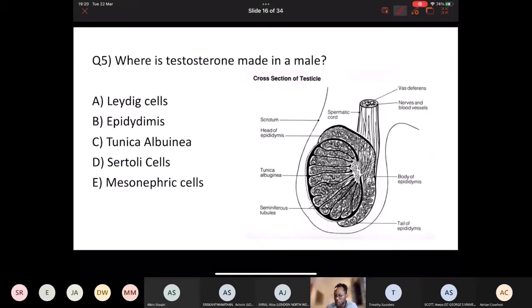Okay, cool. So majority of people chose A, 1 or 2 people chose D, and the correct answer is A, Leydig cells. Now, Leydig cells and Sertoli cells sort of work together, but Sertoli cells provide more metabolic support, nutritional support, while the Leydig cells produce testosterone, okay? So Leydig cells make testosterone. So remember, you have the LH mainly with Leydig cells and FSH mainly with Sertoli cells, okay?